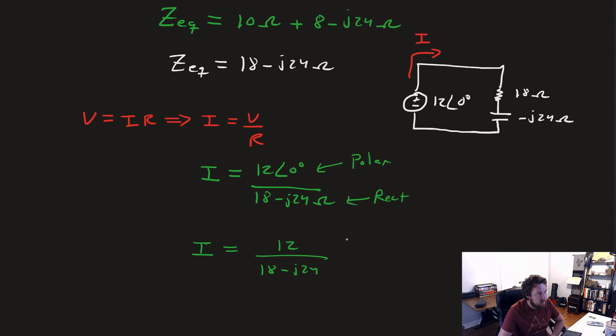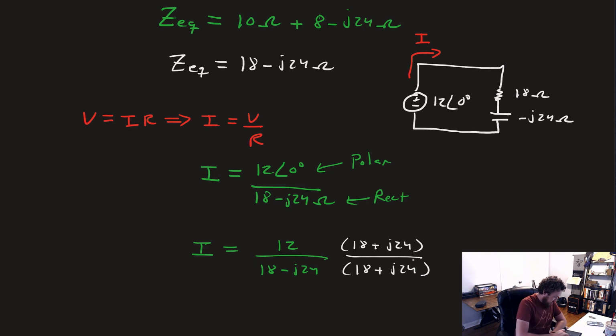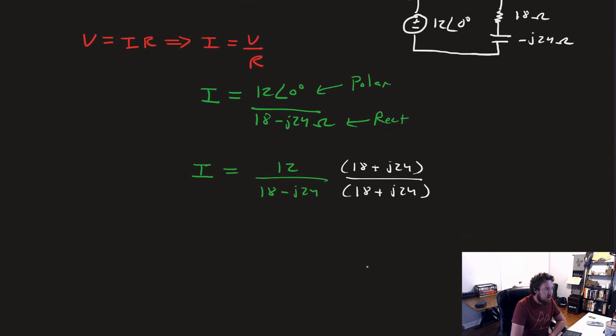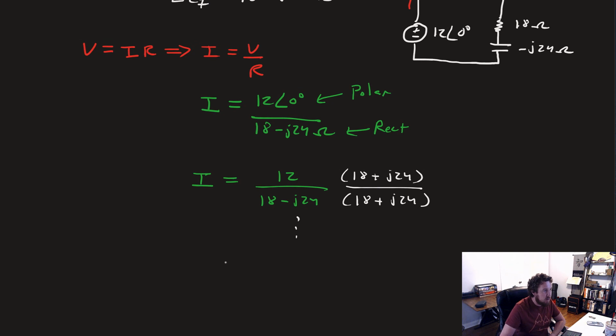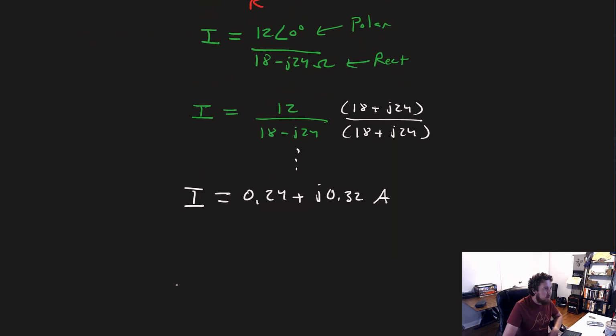And we need to simplify that, again, by multiplying by the complex conjugate, 18 plus J24 over 18 plus J24. And like before, I'll leave it up to you to finish this arithmetic. But when you're all done, you'll get that I is equal to 0.24 plus J times 0.32 amps.